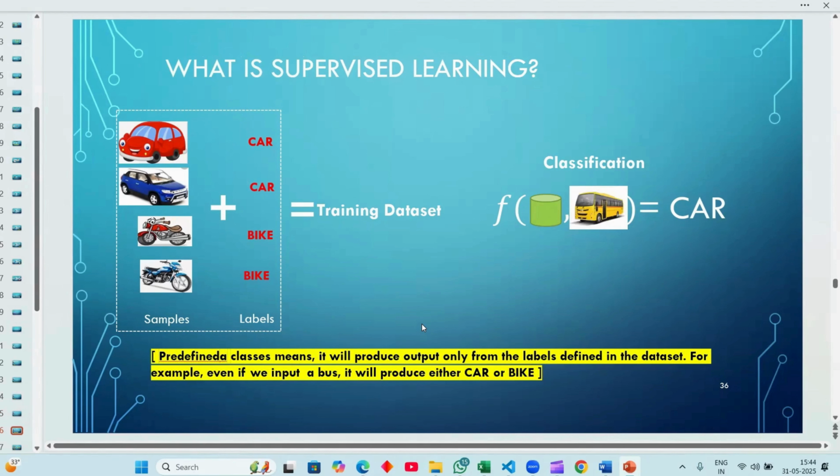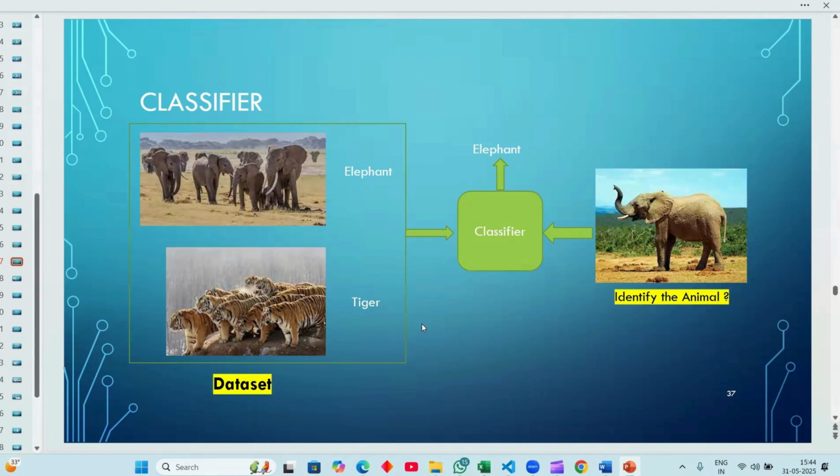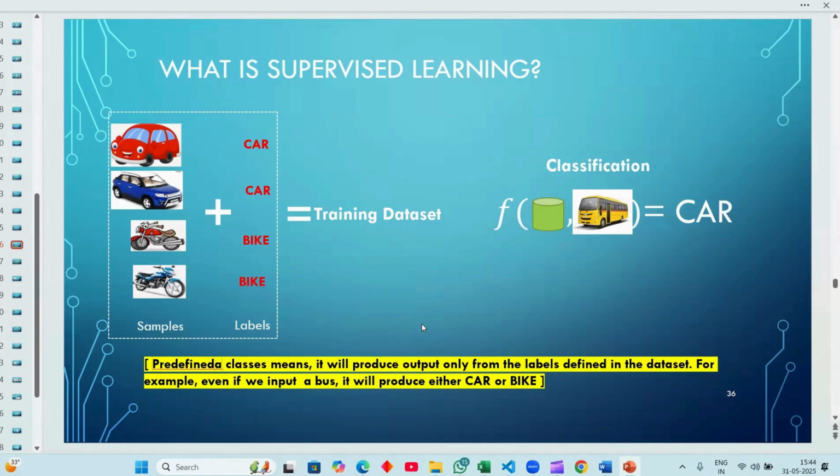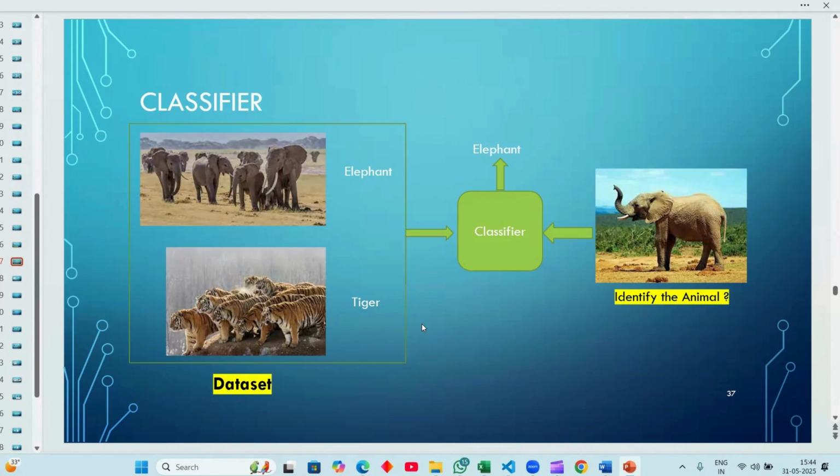Okay, predefined classes means it will produce output in the form of the labels defined in the data set. For example, even if we have an input that is a bus, it will produce either car or bike. Similarly, a classifier is nothing but, we have a data set like tiger and elephant, to classify and recognize the elephant, to identify the animal. So it shows a particular object. We have to find the object. So it returns the object as elephant.